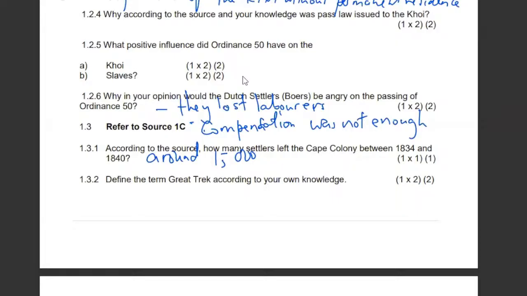Right. Then we move on to the next question. Define the term Great Trek according to your own knowledge. We are talking about the Great Trek here. What was the Great Trek?